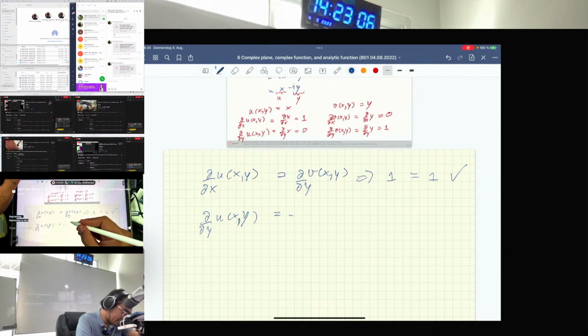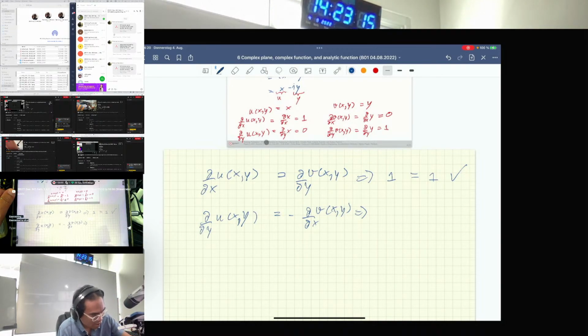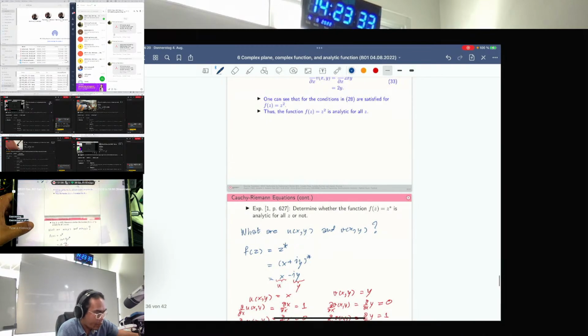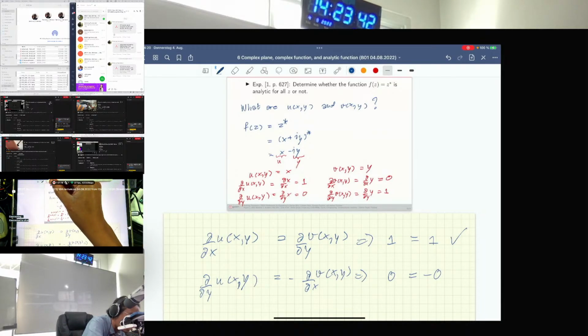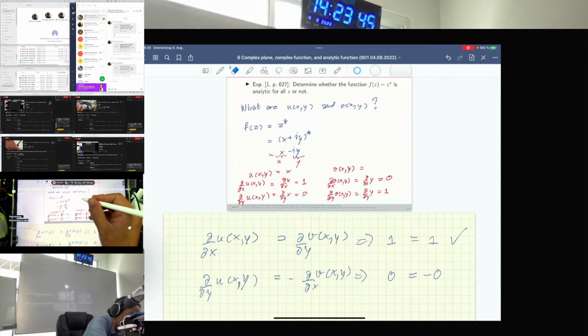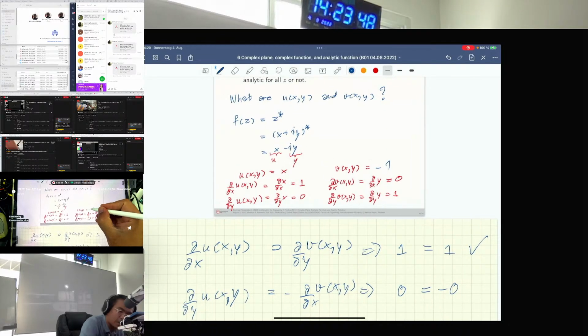Minus ∂v/∂x. Curve x or not, right? ∂u/∂y is 0, and ∂v/∂x is also 0, so it's minus 0. Oh, I'm sorry for that. v is minus y, I'm stupid. Minus y.